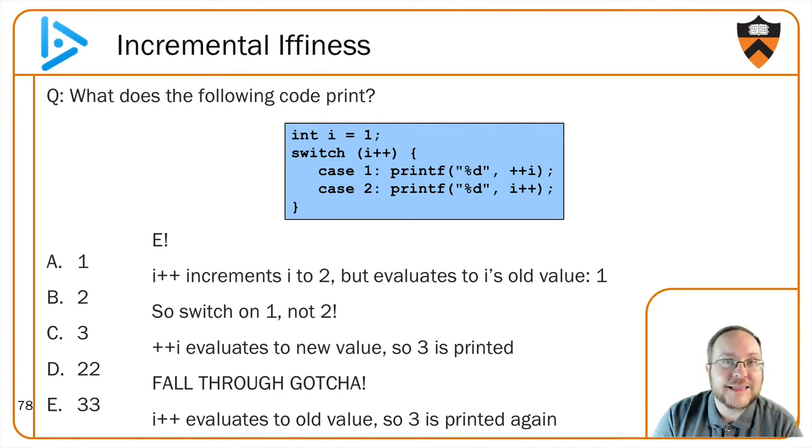Again, this is an easy thing to miss. It will bite you. If you got it here, still be on the lookout. So here we increment, so I is now 4, but it's a post-increment, so we evaluate to I's old value, and we pass 3 to printf. Thus we print 3, 3, I is now 4. The answer here is E.